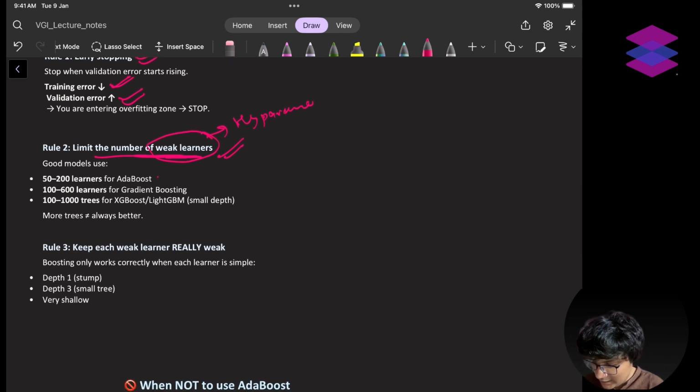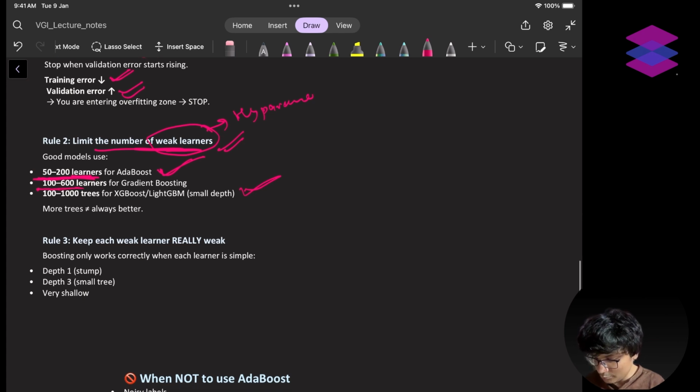Then, you should use adaptive boosting when, let's say, you have 50 to 200 learners. Suppose you're taking 50 to 200 weak learners or stumps, then you basically use AdaBoost. And suppose you have good compute and your weak learners lie between 100 to 600, then you should use XGBoost or the light gradient boosting method.